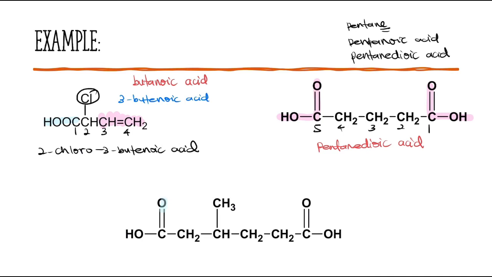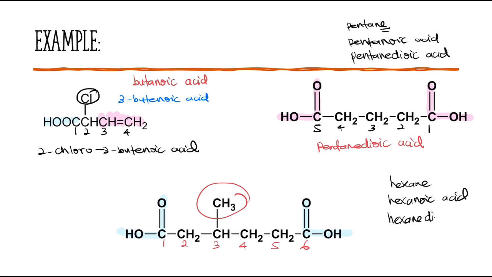Next for this one, there are 2 carboxyl groups both at the ends. So we have to number them from the left. It has 6 longest continuous carbon chain, so the name will be hexane. But because it has a carboxyl group, it will be changed into hexanoic acid. Tapi sebab ada 2 carboxyl group, kita akan tukar dia jadi hexane dioic acid. And then the full name for this compound is 3-methyl hexane dioic acid.